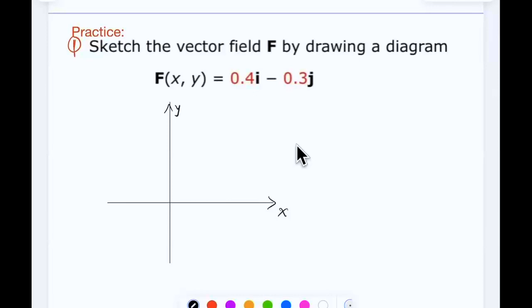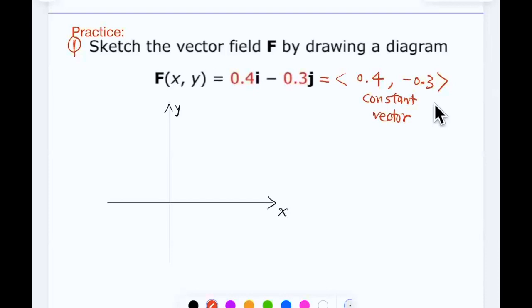Okay, did you do it? How about we do it together? Let's rewrite this in this way. The x component is 0.4 and the y component is negative 0.3, right? So this is a constant vector, isn't it? Which means that it doesn't depend on the location of the point. They always have this constant vector.